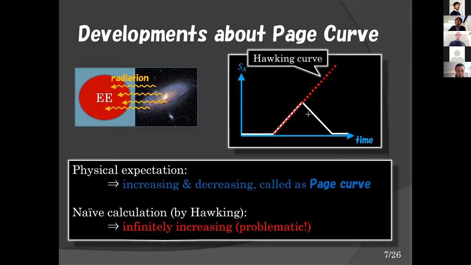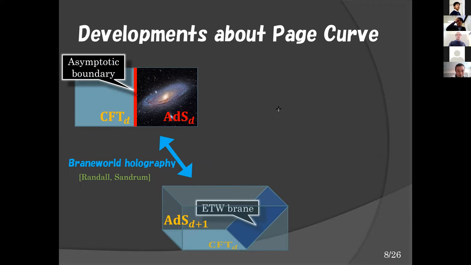But somehow the naive semi-classical calculation gives the Hawking curve, so we have to resolve this conflict between the Hawking curve and the Page curve. Some works resolve this problem by using brane-world holography. Actually, the dual of this setup is given by AdS with some end-of-the-world brane like this. The asymptotic boundary corresponds to the bath CFT, and this end-of-the-world brane corresponds to the CFT on the dynamical gravity.